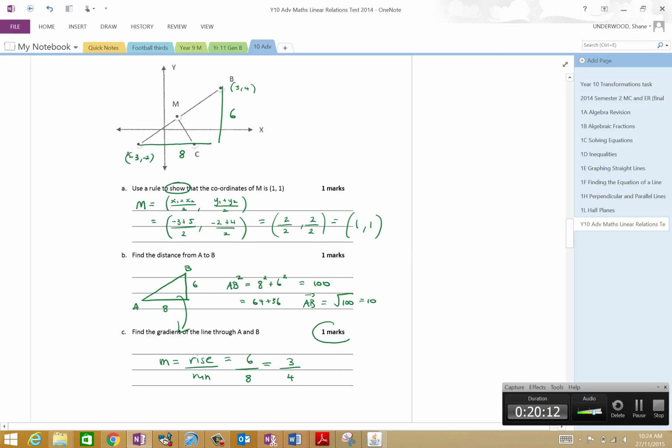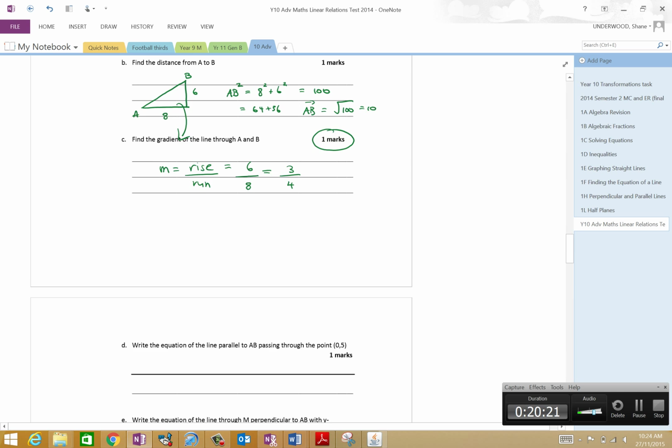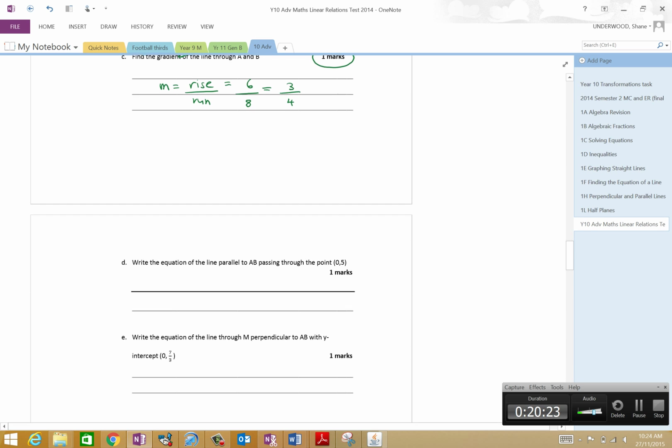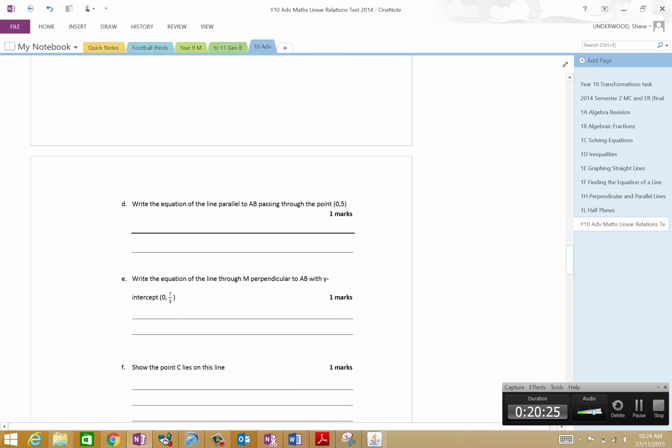1 mark generally means no method. However, when it says show that, there is a method, okay? Because clearly you've been given the answer. It's not very fair. Oh, here's the answer. Here's a mark. You've got to show something.